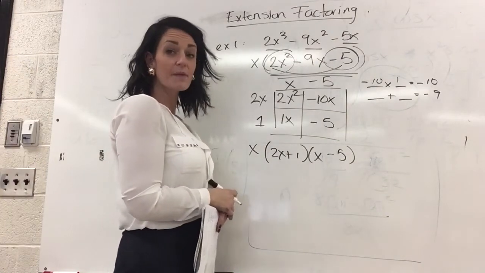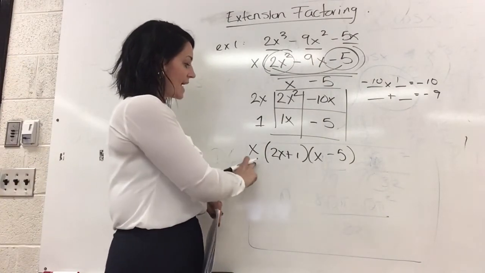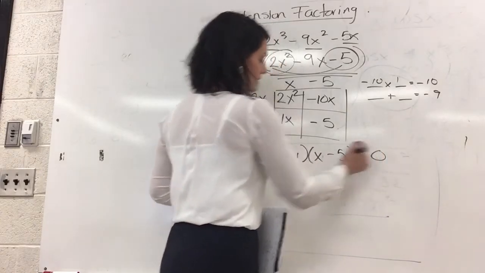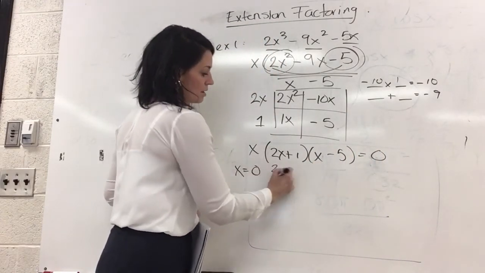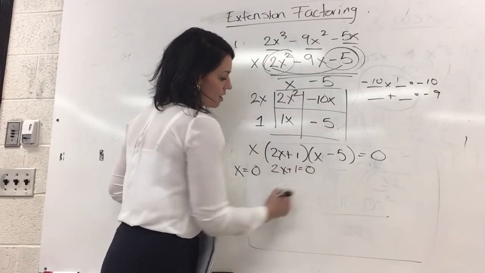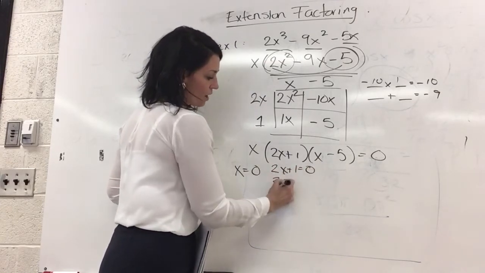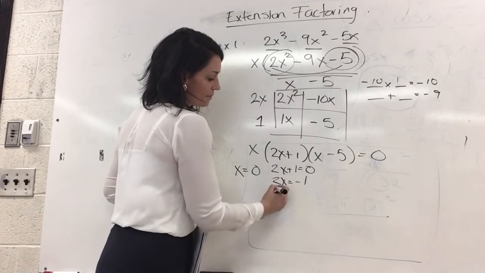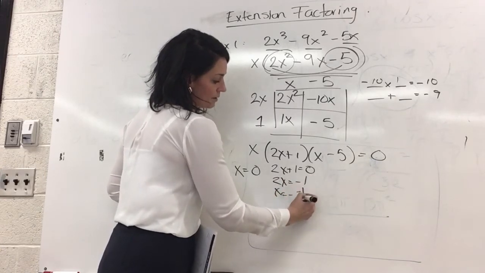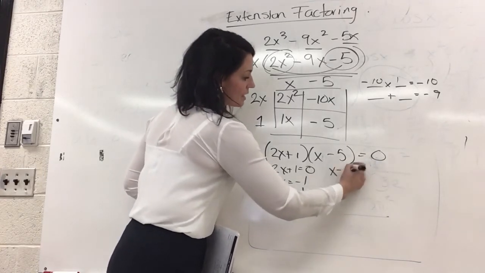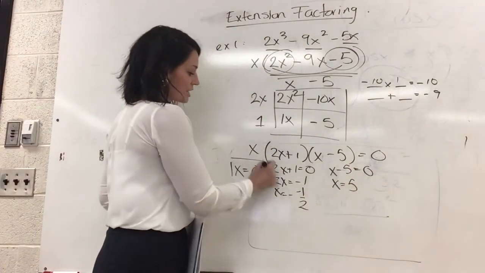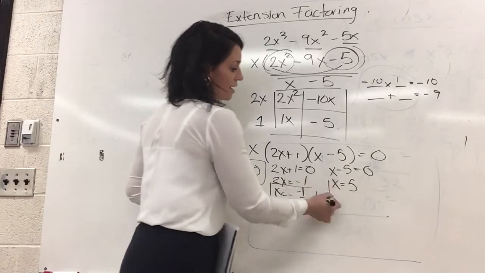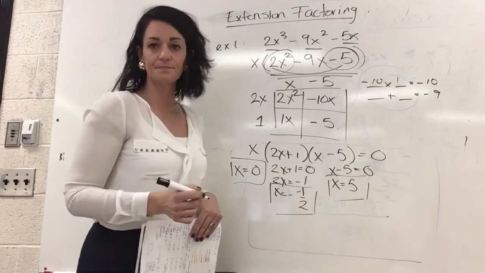Okay? So now to find my x-intercepts, I need to take each bracket and set it equal to 0 and solve for x. So x equals 0, 2x plus 1 equals 0. Rearrange for x, so I'm going to subtract 1 from each side, divide both sides by 2, and do the same thing here. Set this bracket equal to 0, add 5 on each side. So I actually have 3 x-intercepts in this question.